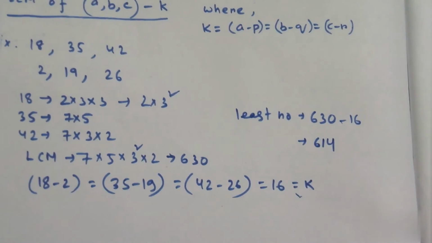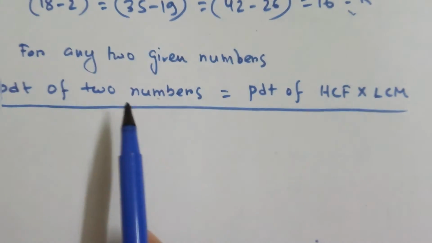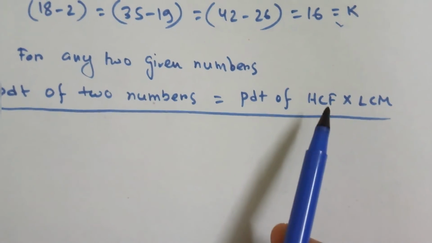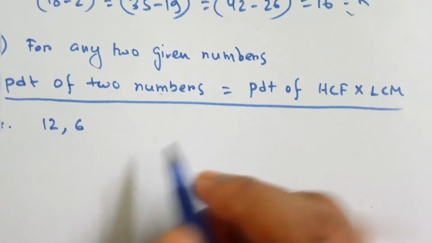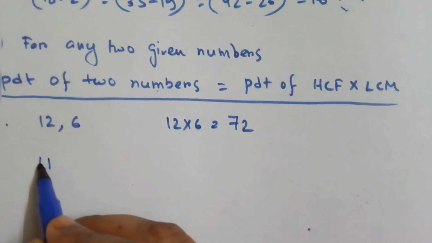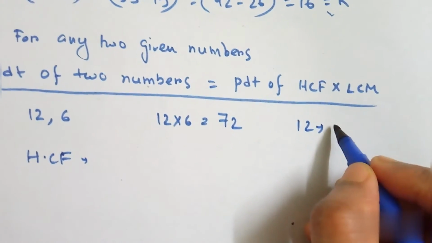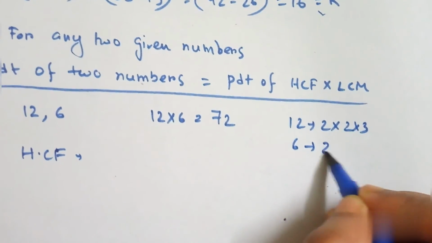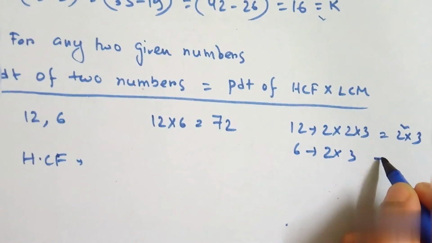This is the answer. Third point is, for any two given numbers, the product of the two numbers is always equal to the product of their HCF and their LCM. See here, there are two numbers 12 and 6. The product of these two numbers is 72. Now we find the HCF. We can write 12 as 2 into 2 into 3, and 6 we can write as 2 into 3. So this is 2 square into 3, and this is 2 into 3.